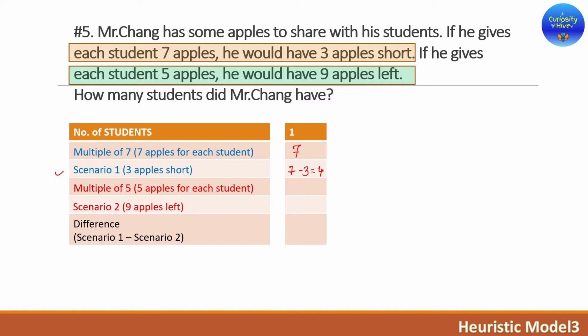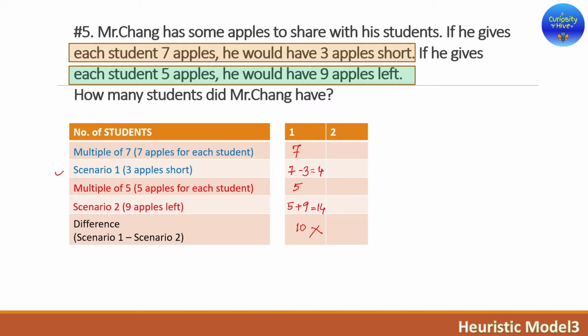In the second scenario, he would have given a multiple of 5 to each student. So it will be 5 times 1, which is 5 apples. And as per scenario 2, if he gives away 5 apples, he will be left with 9 apples. So if he gives away a multiple of 5, he is left with 9, which is nothing but 14. Now the difference in scenario 1 and 2 is not 0, it is equal to 10. So this is not the right answer.